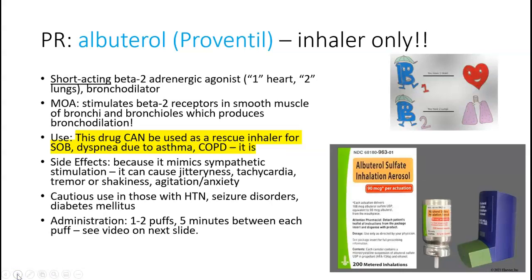So our prototype here is albuterol. The brand name is Proventil. There's another one called Ventolin. Anyway, it's an inhaler. Albuterol really only comes in an inhaled form. You can have an inhaler, and then you can actually have albuterol that the respiratory therapist will use and put in a nebulizer. Actually, a lot of families have nebulizers at home.